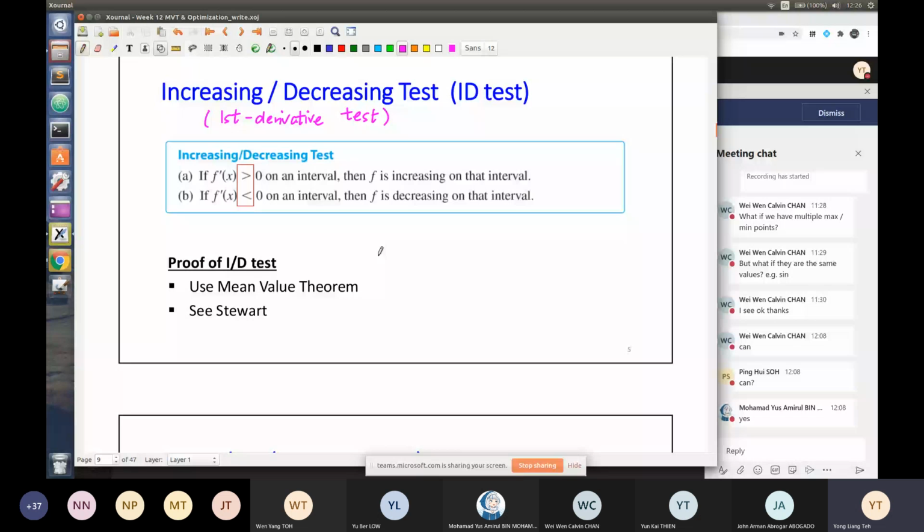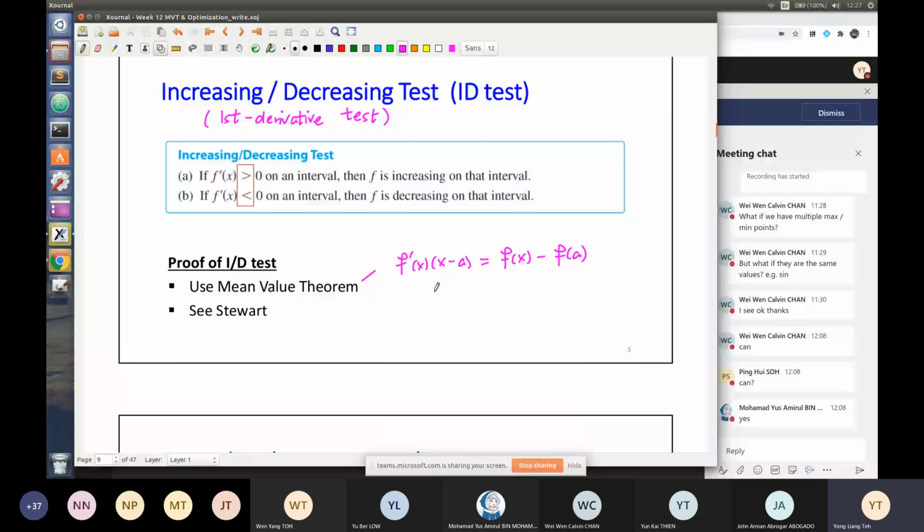Okay, so if f prime is more than 0, then f must be increasing in the interval. If f prime is less than 0, then f is decreasing on the interval. We have already proven this using the MVT. Okay, f prime times x minus some fixed point a is equivalent to f at x minus f at a. Can clearly see that, right?